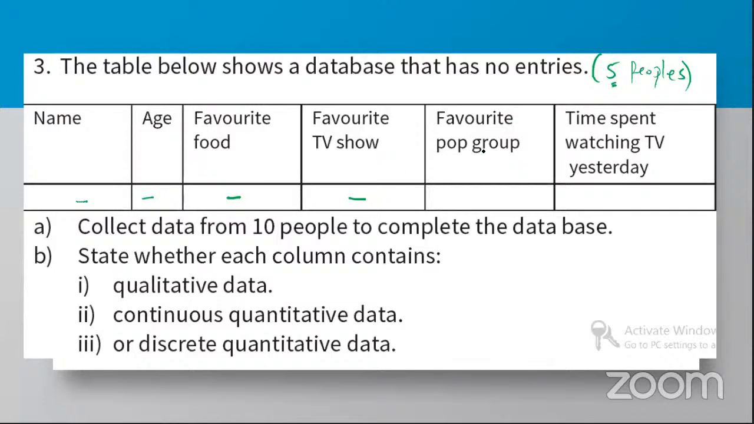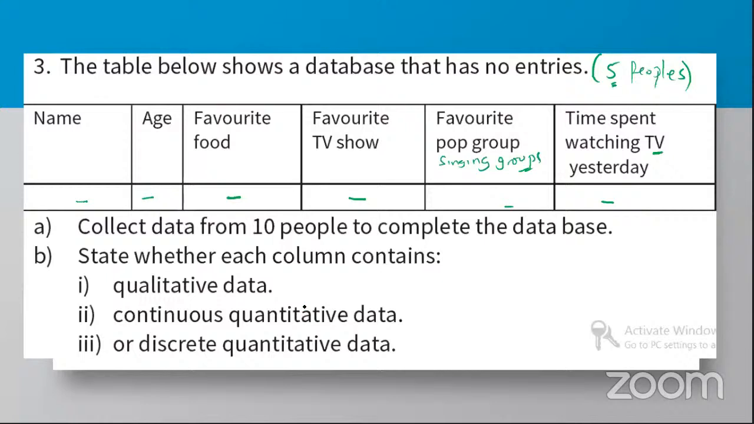the favorite pop group, these are singing groups. Then the time the person spent: you ask that person, how much time did you spend on TV yesterday? And you also put that given time there in either hours or in minutes. Some people watch for seconds as well, so you can also put them there. So you put at least 5 people.